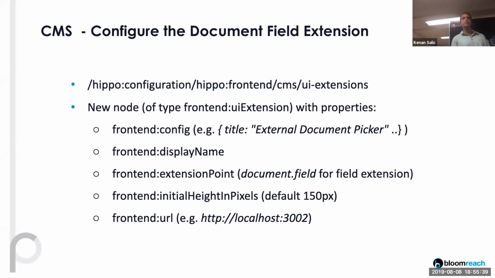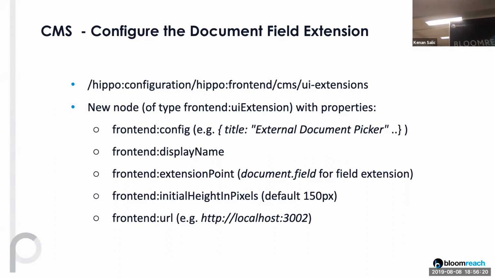All right, so the first thing you need to do is configure the extension field in your CMS. We created a separate registry for that. It's in the Frontend CMS UI extensions. You need to add a node with a particular name in there with some properties. So the front-end config, you can actually add a JSON string in there, and that is the JSON string you want to pass along to the OpenUI application. So it can be some configuration which the application starts with. An example would be that I want to pass along the title of the external document picker.